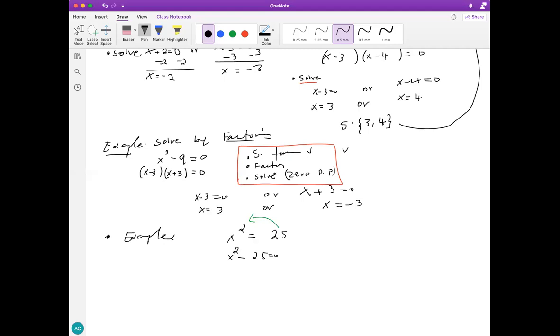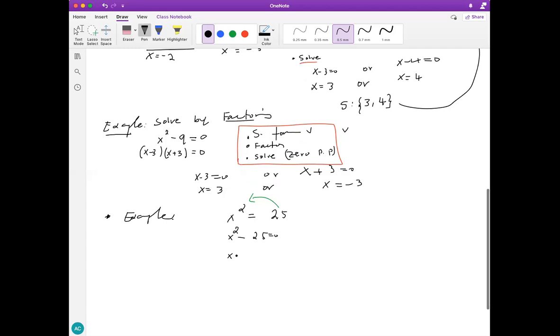What else? Factor. Again, this is a binomial. We're going to use the same method as here. The difference of two squares, x minus 5, x plus 5. Okay, we just factored. Now we're going to solve using the zero product property. A times b equals 0. That means either a equals 0 or the other factor b equals 0. If you add 5, this will be 5. So x is 5 and minus 5. Subtract 5, x is negative 5.